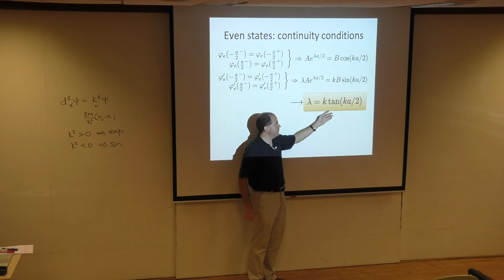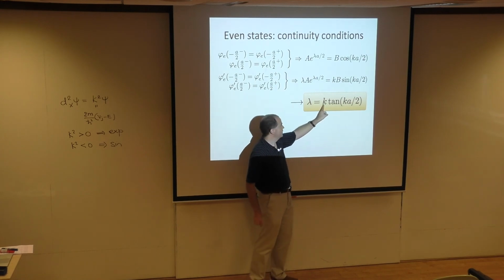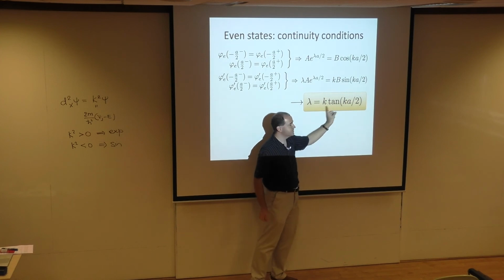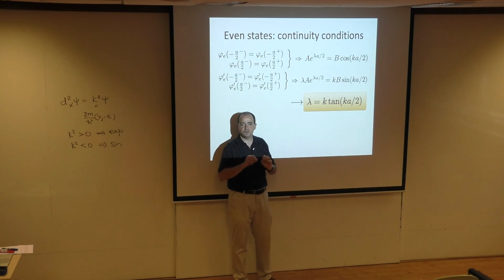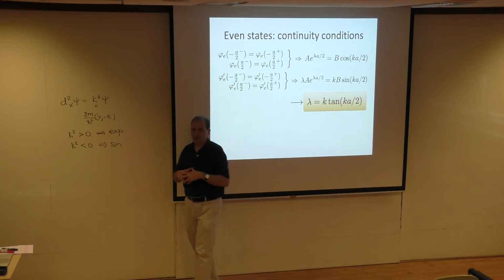Unfortunately, you see, this equation is a bit messy, right? It's not something easy to solve because there is a non-algebraic equation with k both outside and inside a sinusoidal function. So we're not going to be able to write, like before, E equal to something nice like n squared. But we will see how to solve this visually.